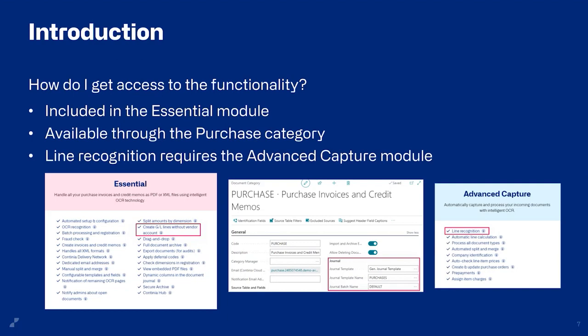In case you want to recognize lines and create those recognized document lines as GL or purchase journal lines, we need the Advanced Capture module in order to get the line recognition feature. So all in all, the Essentials supports header amount recognition, and with Advanced Capture, you get everything included. Even XML documents can be handled through a journal, and you get to see that in a few moments.